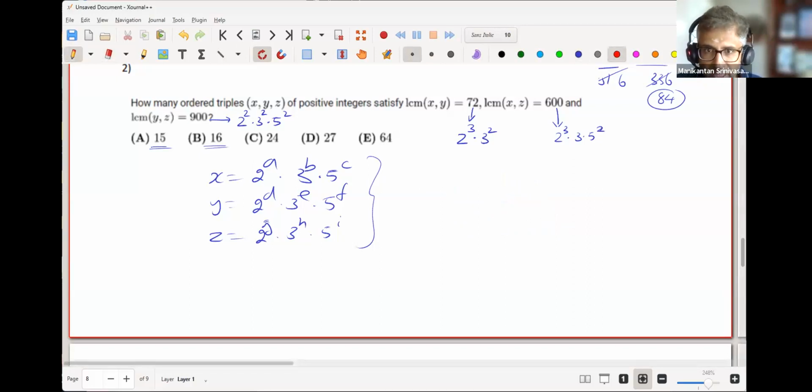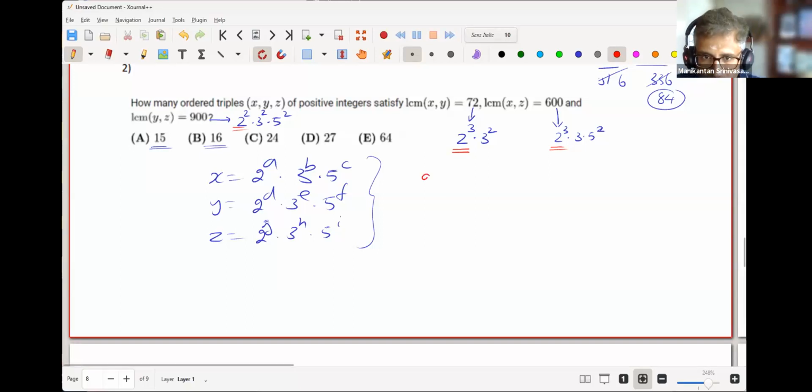So let's deal with each prime number separately. We have split into 3 prime numbers: 2, 3, and 5. Since the prime numbers are all disconnected, in a way it's very easy. Whatever we do with 2 is not going to get interference from whatever we do with 3. Whatever we do with 5 is another story altogether, right? So let's deal with each prime number separately.